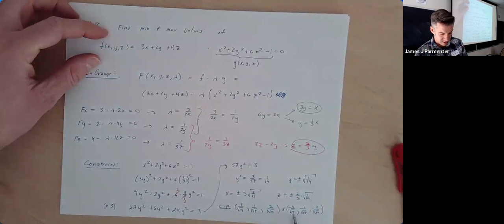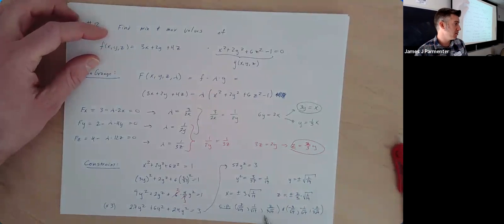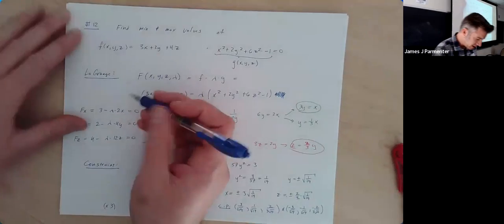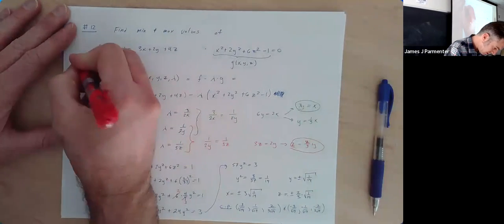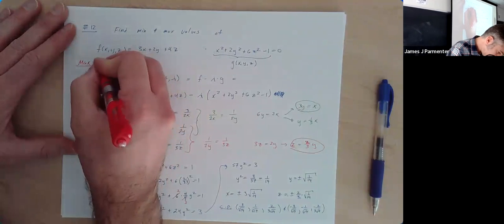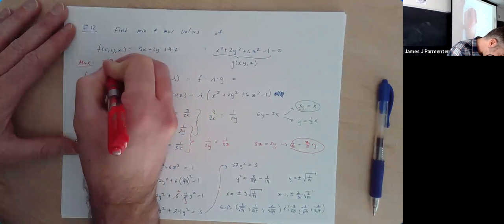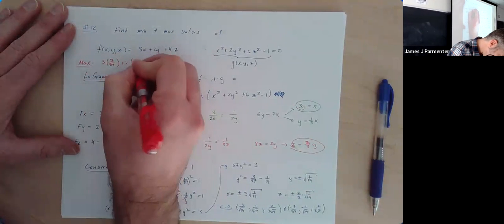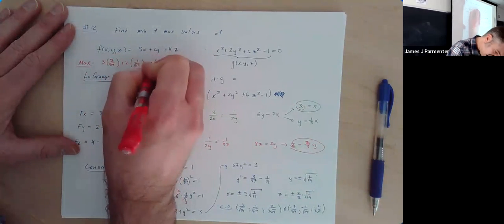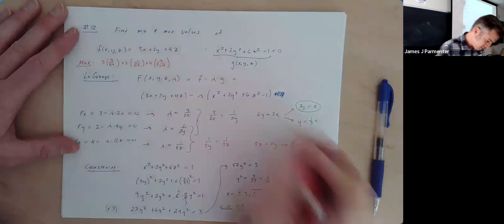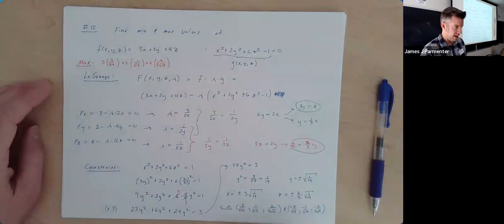Which of these 2 critical points is going to give you the maximum value? The positive ones, because all my coefficients here are positive. So my maximum value should be 3 times 3 over root 19 plus 2 times 1 over root 19 plus 4 times 2 over 3 root 19, which is terrible, but fine.